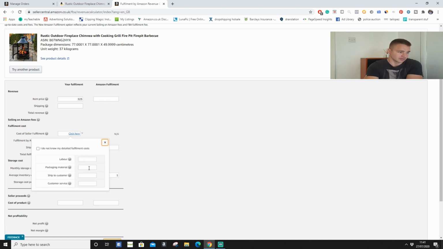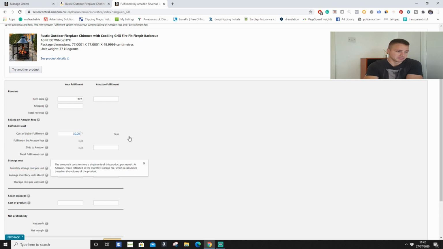I don't put any labor. Packaging material, this actually I have for free. I mean, the item is already packaged, so I didn't spend any money on this. Customer service, nothing. Shipping was around £50 to ship this out. Monthly storage cost per unit, again I don't have any monthly storage for this product. I keep it in my home, so if you have monthly storage for your product, you add it here.